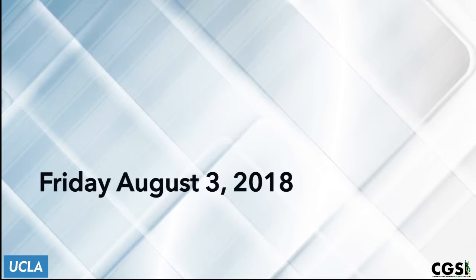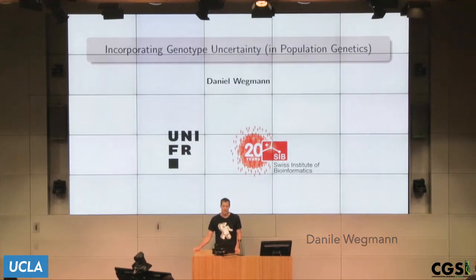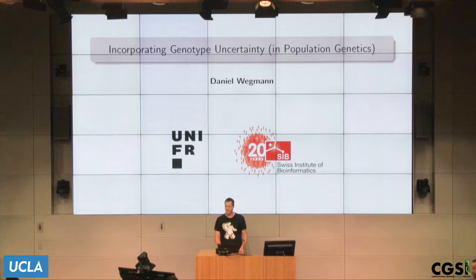I'm based at the University of Freiburg in Switzerland, and I'm here to introduce you to the idea of incorporating genotyping uncertainty, or genotype uncertainty, in your models. I'm going to use different examples. They're mostly taken from population genetics, but I think many of the ideas are easily extended to other fields.